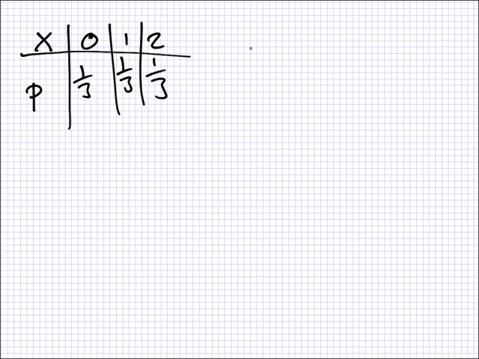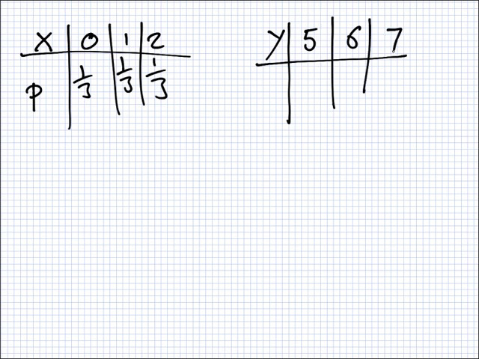Okay. And let me give you another table, which is y. Let's say that could be 5, 6, 7. And let's make these ones a little bit different. Let's say a quarter, and a half. And perhaps I'm not interested in x or y. Perhaps I'm interested in what the sum would be of x and y.